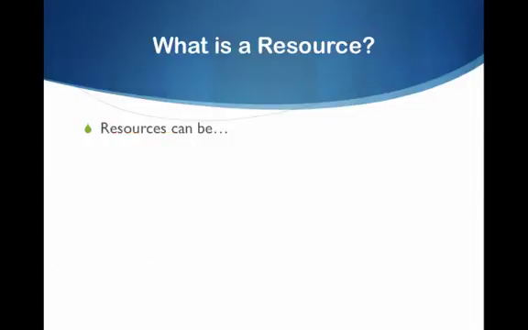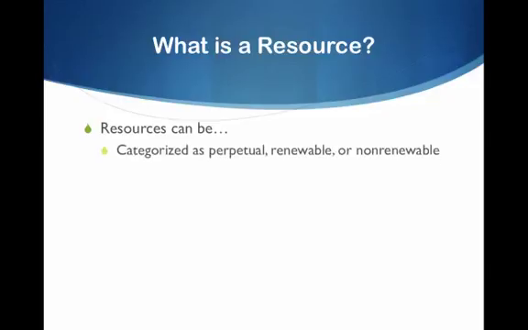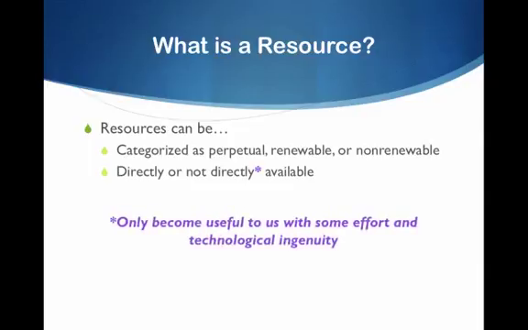So resources can often be categorized as 2 to 3 things. One, they can be categorized as being perpetual, renewable, or non-renewable. And we're going to talk about those in just a second. In addition, these resources can either be directly or indirectly available. What does it mean, indirectly available? Well, this means those specific resources only become useful if we put in a little bit of elbow grease and also have some really awesome technology that allows us to obtain that resource.